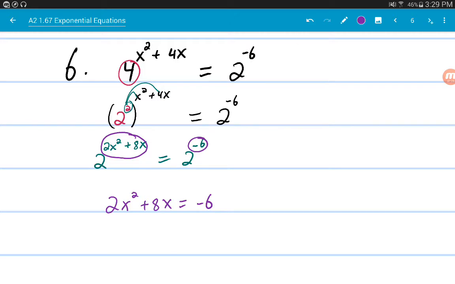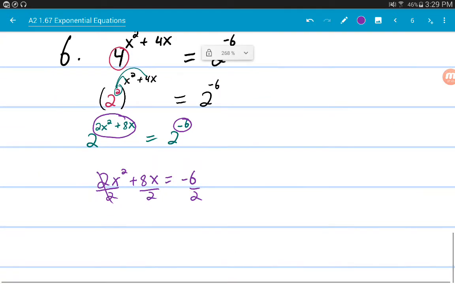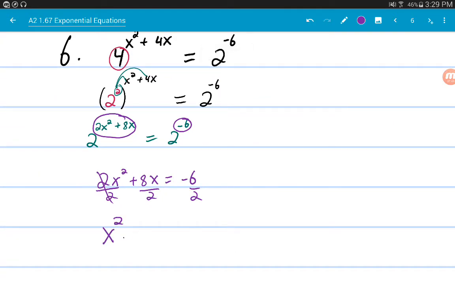Now I have a new problem. It's almost like an old throwback problem from September. I have a quadratic. Now all of them are even, so I can make my life easy. I can divide everything by 2. Divide by 2, divide by 2, divide by 2. Now I get x squared plus 4x equals negative 3.